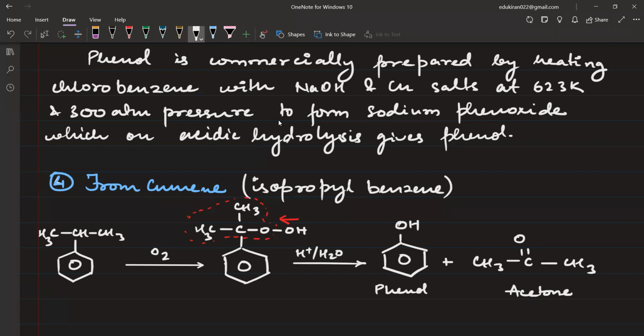Nowadays, phenols are prepared using cumene also, because we get a very important byproduct, that is acetone. Now acetone is a solvent. It is a prominently used solvent for organic molecules, organic meaning those in which we have non-polar molecules.